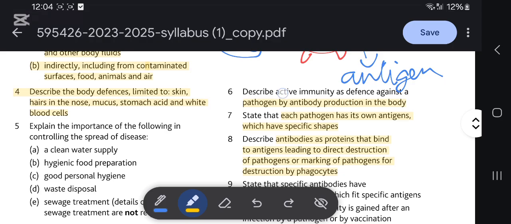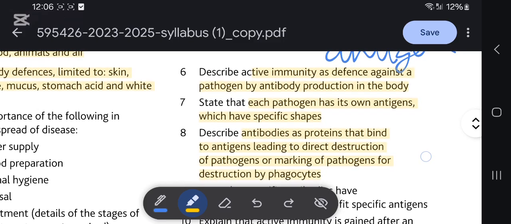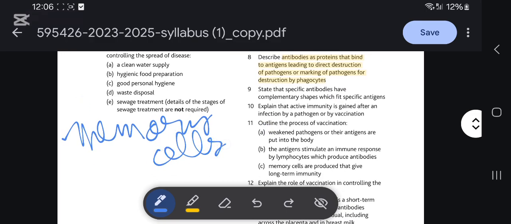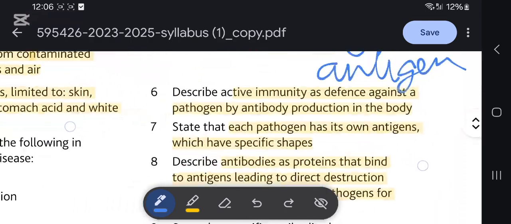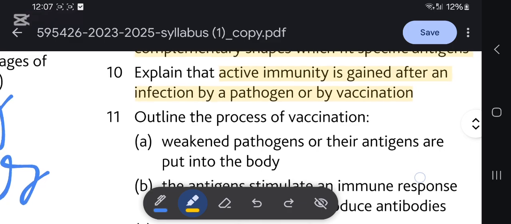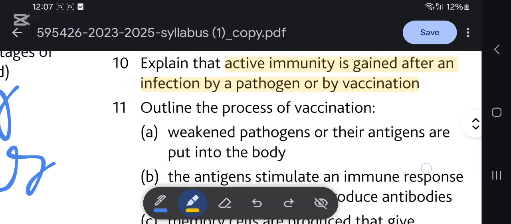When the lymphocytes, the white blood cells, detect a pathogen and make antibodies, something called memory cells are produced. These memory cells remember the pathogen forever, and whenever you get the disease again, they will fight against it. That only happens in active immunity, and you get it through specific antibodies. They have a complementary shape and fit a specific antigen. You can get active immunity by infection by a pathogen or by vaccination. When you get infected by a pathogen, and if you survive, hopefully the antibodies are made and memory cells are produced.